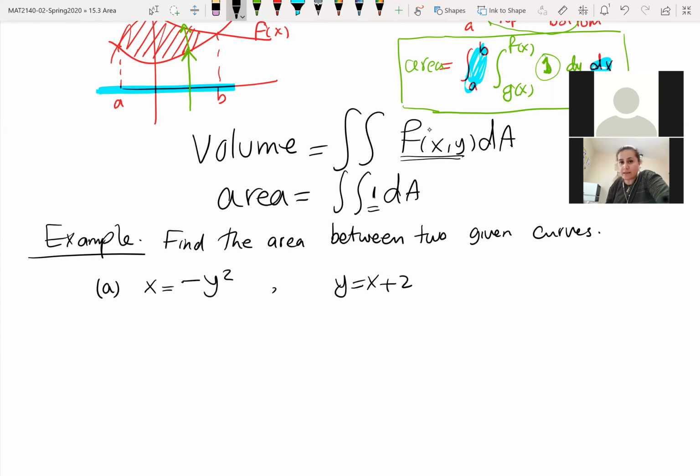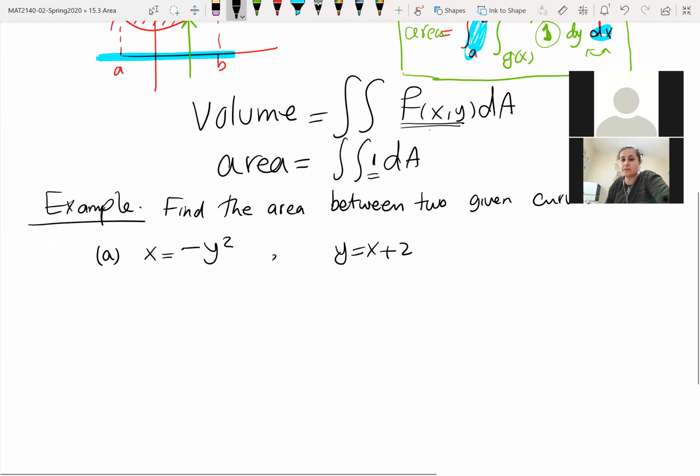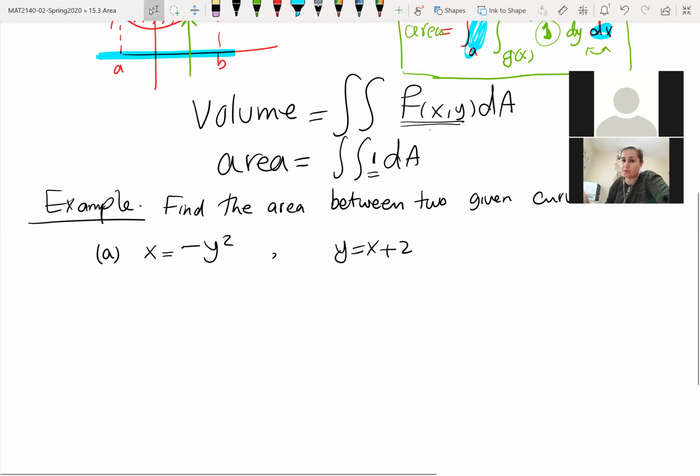Okay, first thing that I need is a graph. Because if I don't see the graph, I don't know whether it's a type 1 or type 2, or which one is easier, or what the limits of integration are. Maybe it's a square, maybe a rectangle. I have no idea, okay?